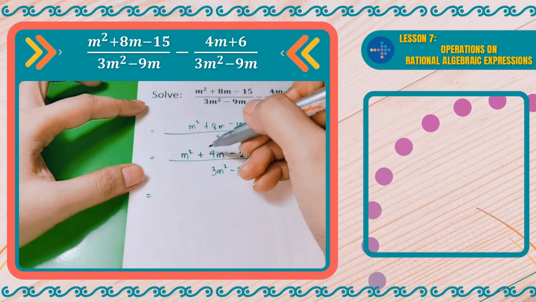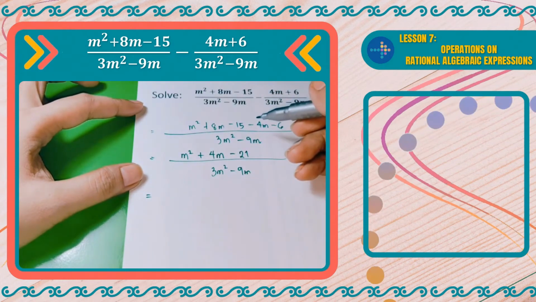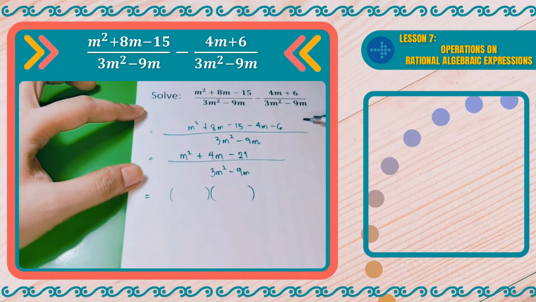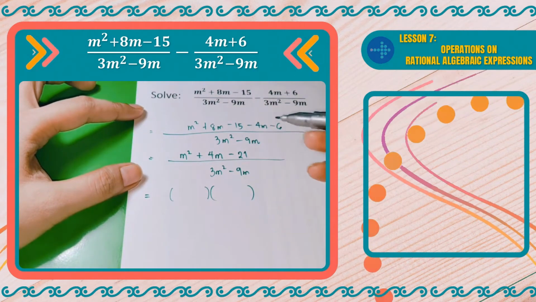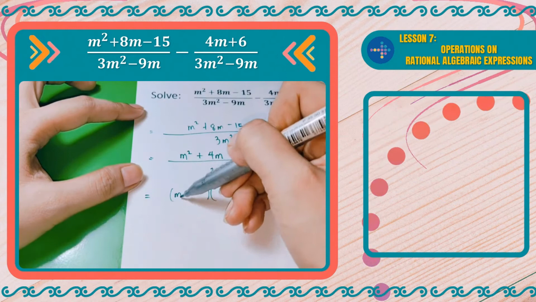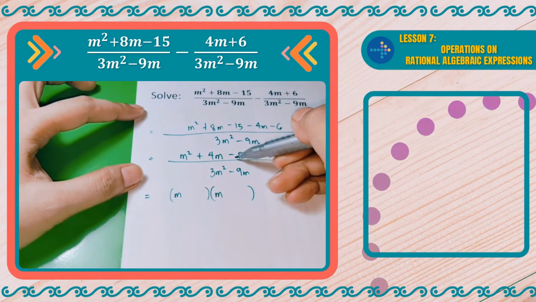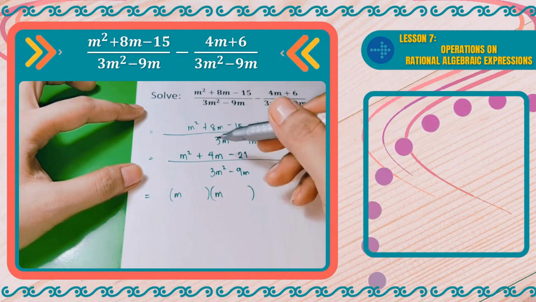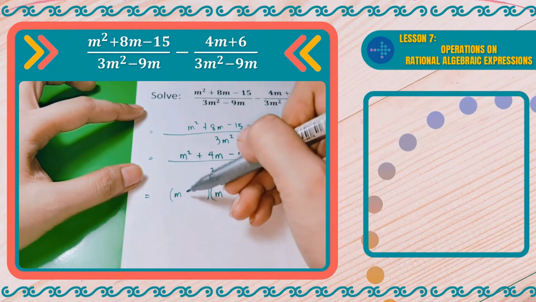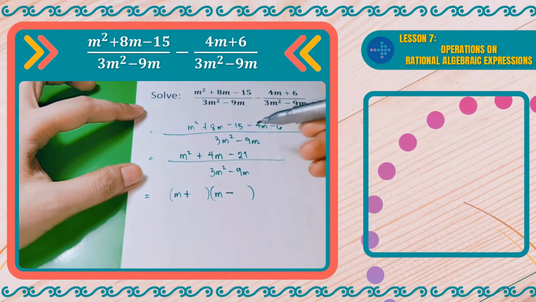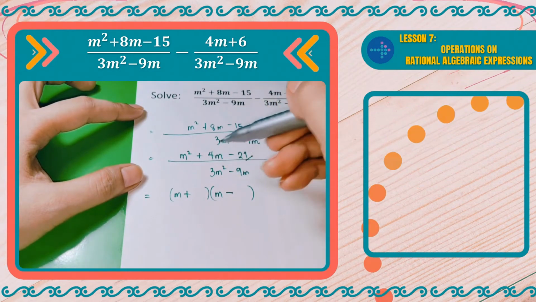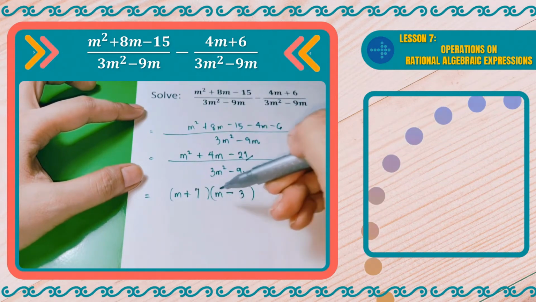So, m squared plus 4m minus 21 is factorable using general trinomial. So, its factors are two binomials that are not the same. So, for m squared we have m and m. Then, the last term, negative 21, is negative. So, they have different signs. And the sign of the bigger number is positive. Therefore, the smaller is negative. So, what factors of 21 will give a difference of 4? So, we have 7 and 3.